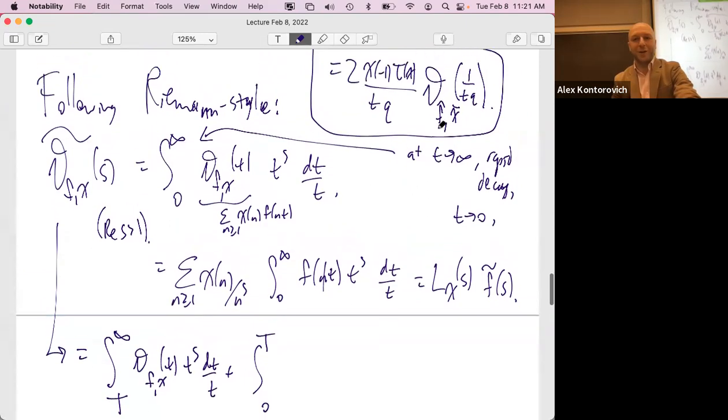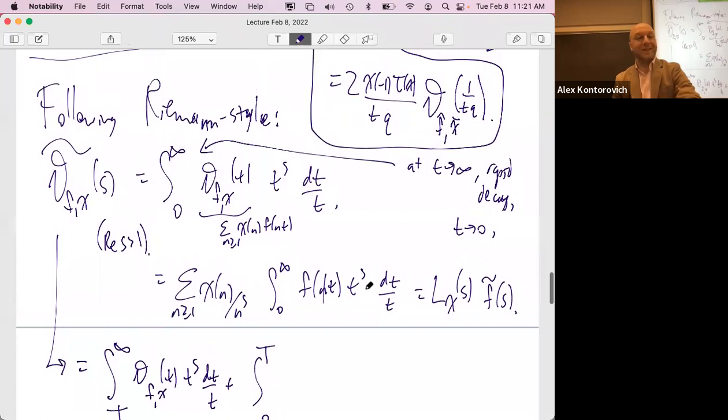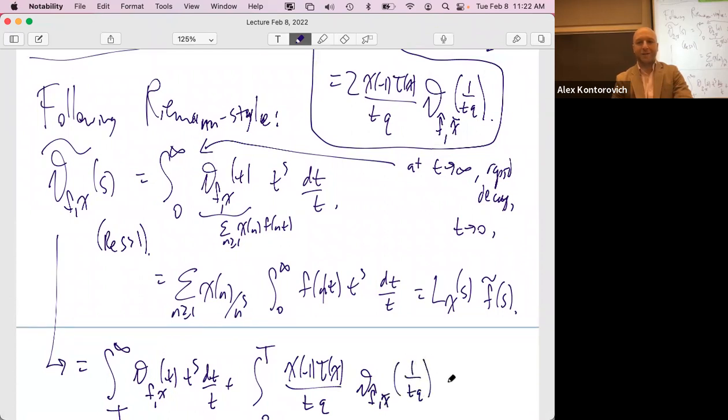And now I'll use the functional equation. Interesting, yeah, you're breaking it up, just like in the regular zeta case. Absolutely. Chi of -1, tau of chi over tq. Now I get this other theta function, theta f hat chi bar of 1 over tq, t to the s dt over t. Let's make that a little clearer. T to the s dt over t.